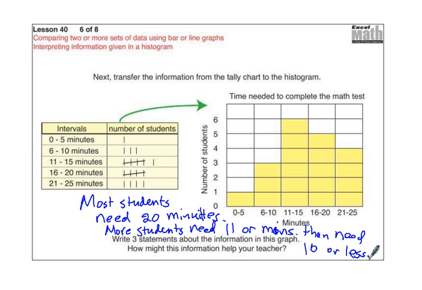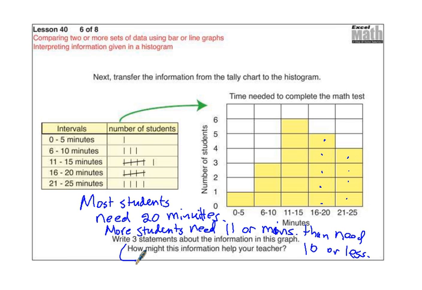Okay, and you can make other statements like that, like only one student needed less than 5 minutes. You could say maybe 1, 2, 3, 4, 5, 6, 7, 8, 9. 9 students needed more than 16 minutes. Anything like that will work for a statement about the information on the graph.